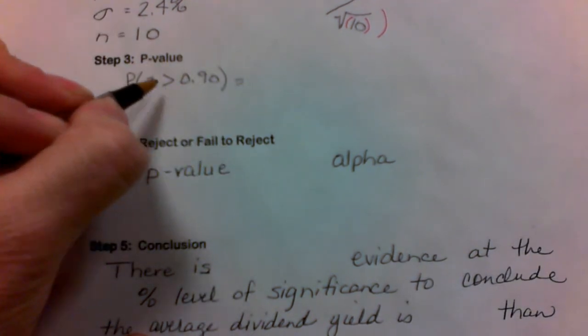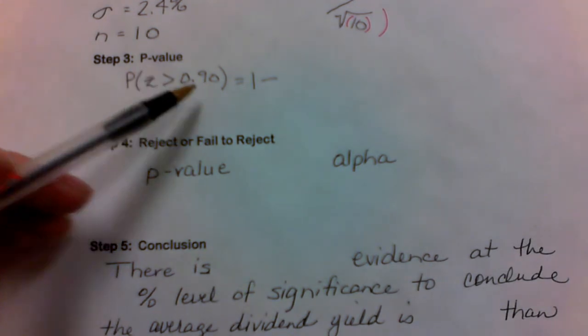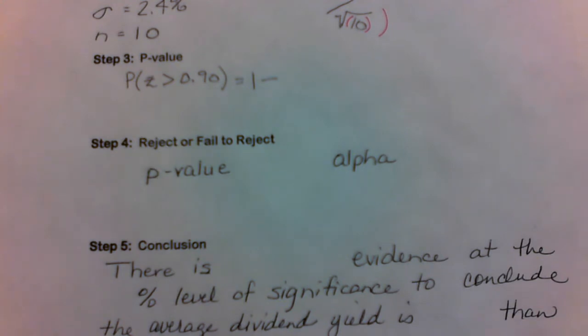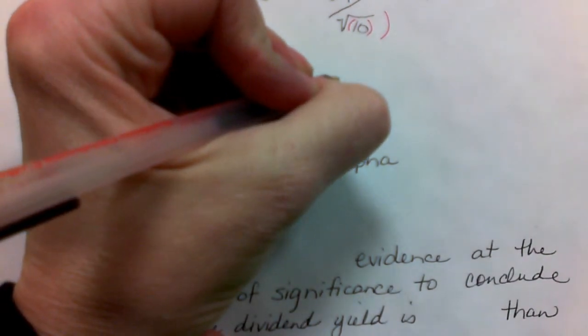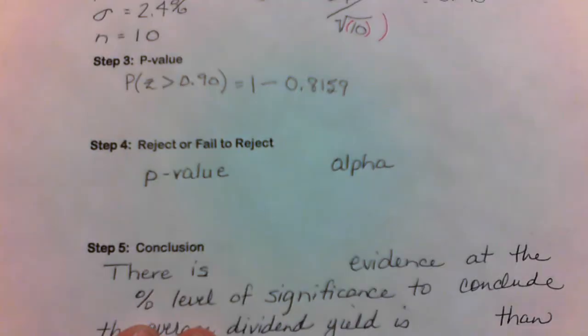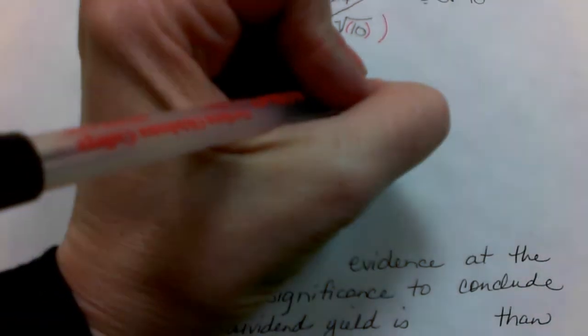Now, anytime I have greater than, I know I'm going to do 1 minus the number that I find on the table. So you'll now go to your z table, and you're going to look up 0.90, and you're going to find 0.8159. Now, how we read the z table goes back to chapter 6, so I'm assuming that you still know how to do that. So when we subtract those, we get 0.1841.